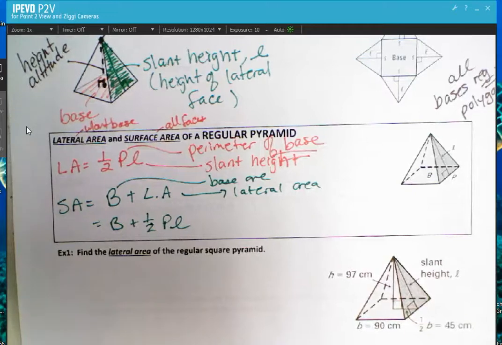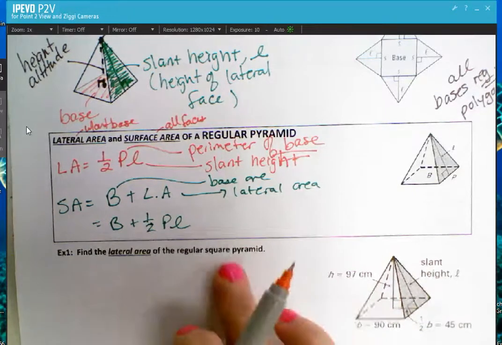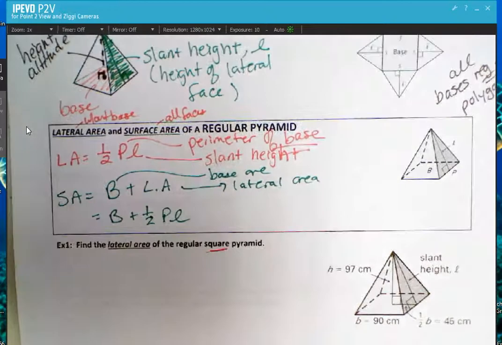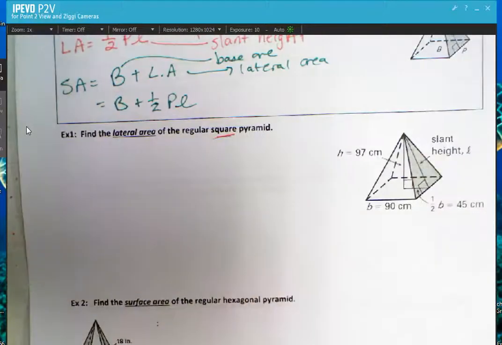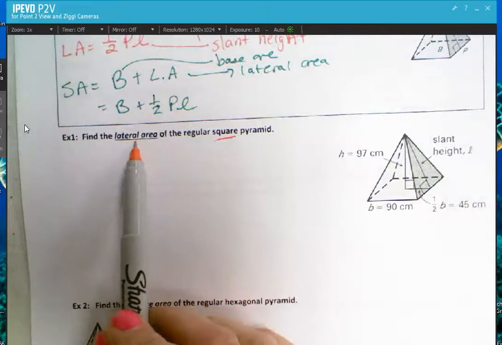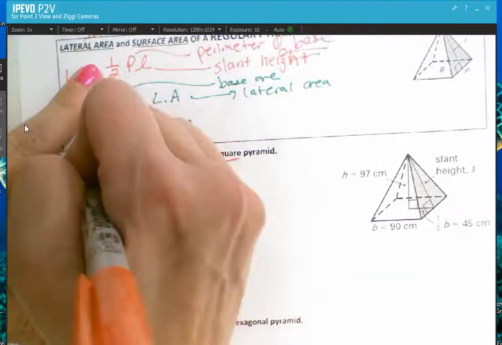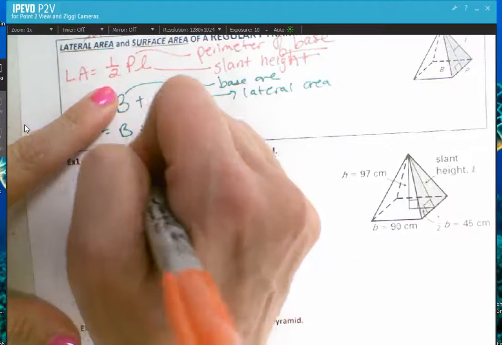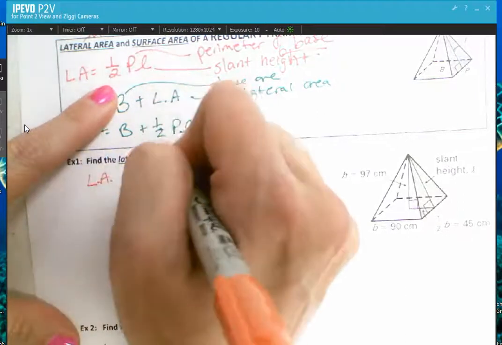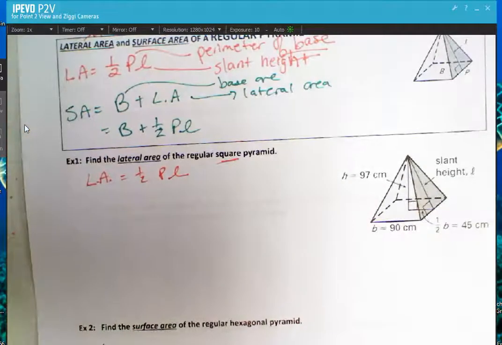Find the lateral area of a regular square pyramid. So I know it's a square pyramid. They're all going to be regular. When I'm doing these, I'm going to tell you guys over and over and over that you need to start with the formula that applies. So I'm looking for the lateral area of a pyramid, so I'm going to use the lateral area formula. Then go and substitute in the pieces that you know.